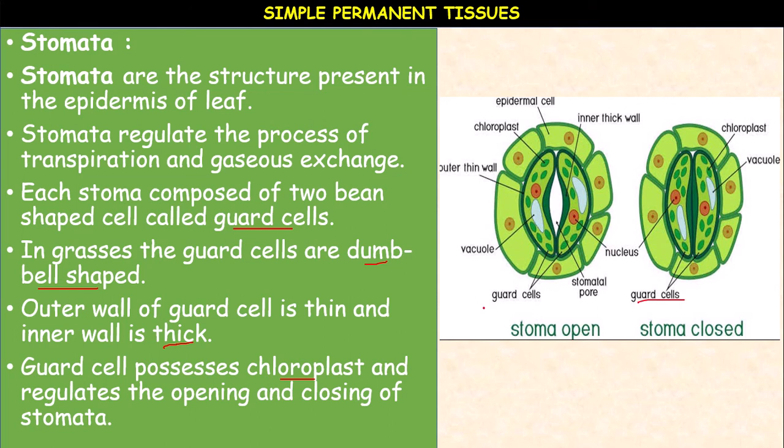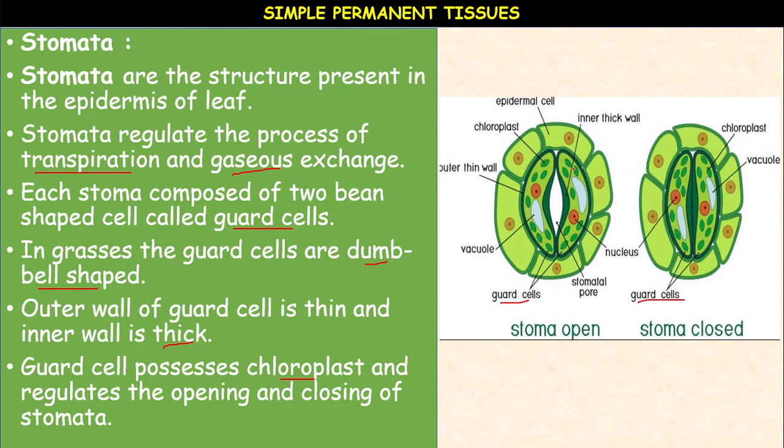Stomata are the structures present on the epidermis of leaves for the regulation of transpiration. Transpiration means loss of water in the form of water vapor through the stomata of leaves. And gaseous exchange also takes place. For photosynthesis carbon dioxide is required, and during photosynthesis oxygen is produced. How does this exchange of gases take place? Through stomata only.